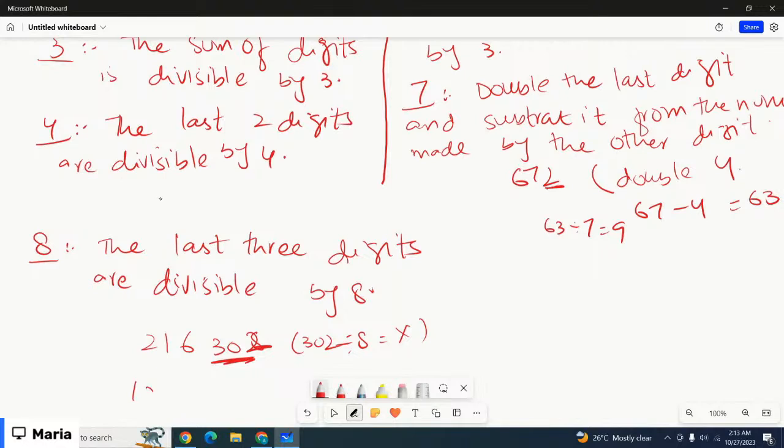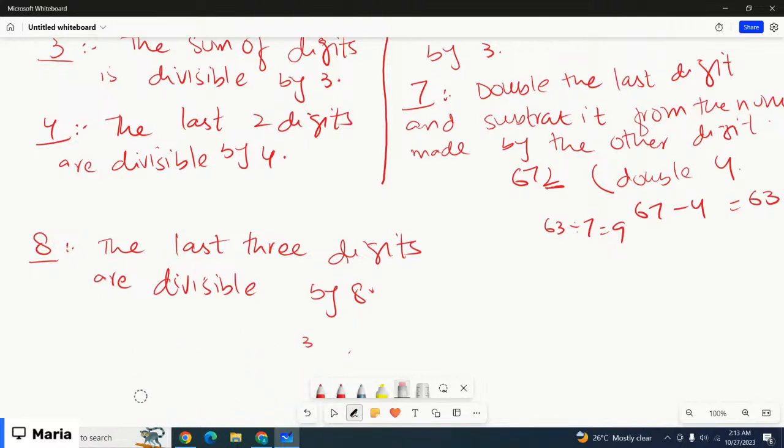For example, the other example is 109816. So just check if 816 is divisible by 8. Yes, it is divisible by 8. That means 109816 is divisible by 8, right? That is the divisibility rule for 8.